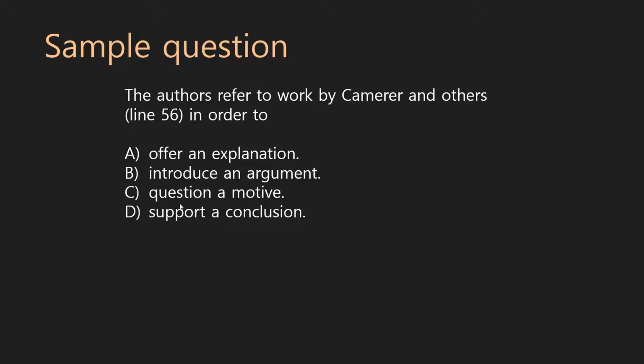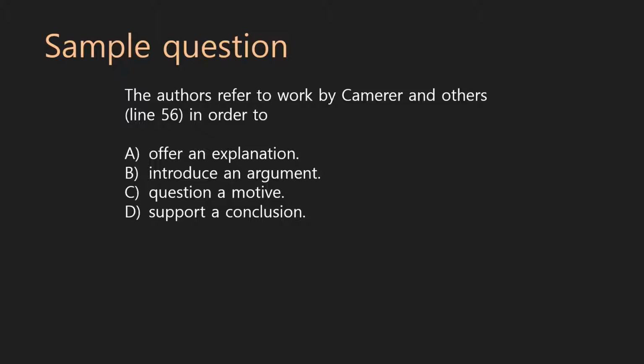It says question a motive. Now, I see a motive there for sure, the motive for gift giving. But did anything about that really question it? Did it say, hey, that's not right, that doesn't seem correct? So I'm going to cross off the word question here. That can't be correct. D says support a conclusion. Well, this could definitely be support because it's a report or it's information from this guy Camara. So it's supporting something. Is it supporting a conclusion? I don't know. I need to look back to see if that's true. I also need to look back to see whether it was introducing the idea or whether it was supporting an idea.